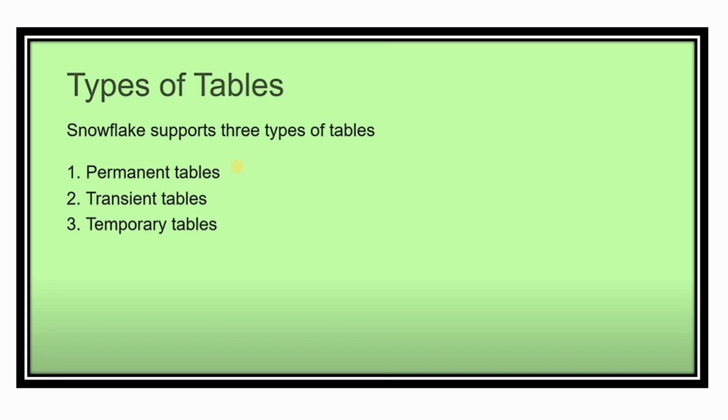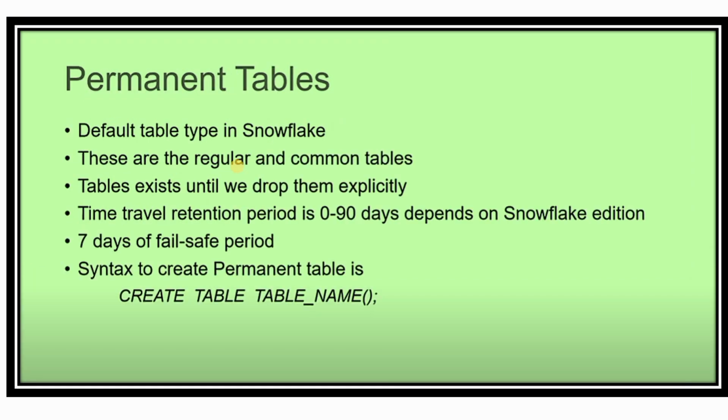Okay, so first of all we will discuss the permanent table. Basically when you create a table in Snowflake, by default the table will be a permanent table. Okay, so that is the default table type in Snowflake. These are regular and common tables, which we basically use to create, and the table exists until we drop it explicitly. Okay, these tables will remain in the database until we use the drop command to drop them explicitly.